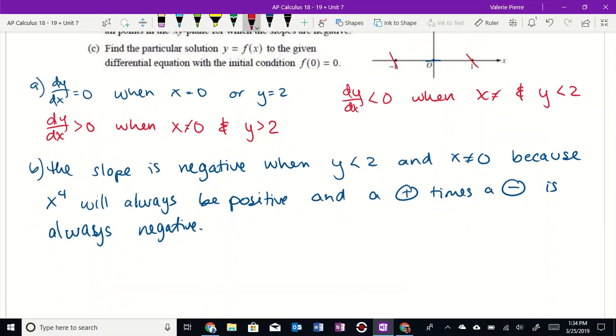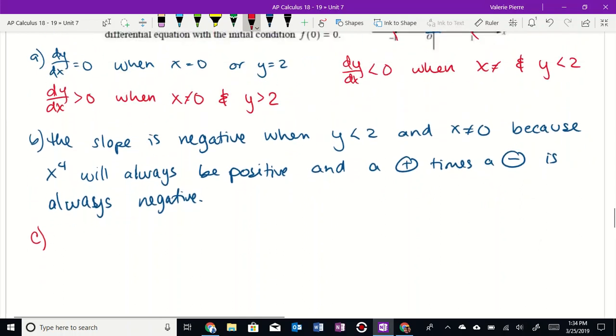All right, now for part C, which is typically always in a slope field FRQ. You're going to have to find either the general solution or the particular solution for the differential equation. So in our case, we want to find the particular solution with the initial condition of f(0) equals 0. So we have dy/dx equals x to the fourth times (y minus 2).